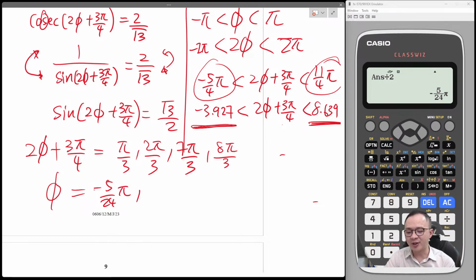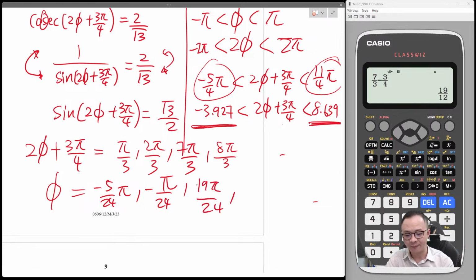Then the second one, I will do the same thing. So like 2 over 3. I'm lazy to type the pi, but I know there's a pi there. Divided by 2, so it's negative 1 over 24 pi. Then this one 7 over 3 minus 3 over 4, then divide 2, so it should be 19 pi over 24. This one is 8 over 3 minus 3 over 4, divide 2, so it should be 23 pi over 24. Yeah, these are all the 4 answers we should get here.